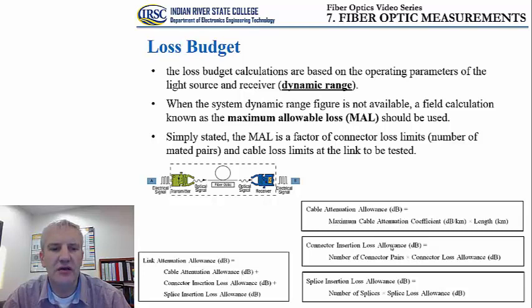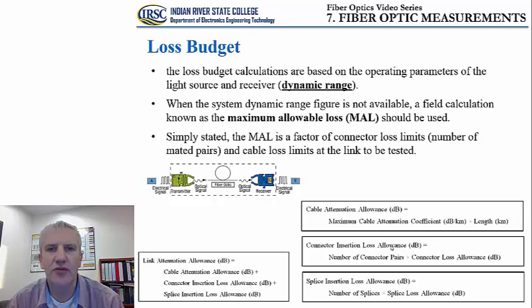How is the link attenuation allowance calculated? It is shown on this line on the bottom. If you look at the box on the bottom left side, that's the top level. The link allowance, the loss along the entire fiber optic link, is going to consist of three factors. The first one is the cable attenuation. The second is the loss in the connectors that are present on the fiber optic link. And finally, the third factor is the loss present in the splices that exist on the fiber optic link.